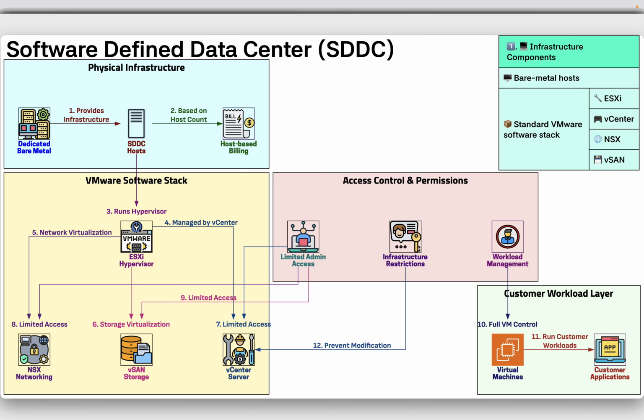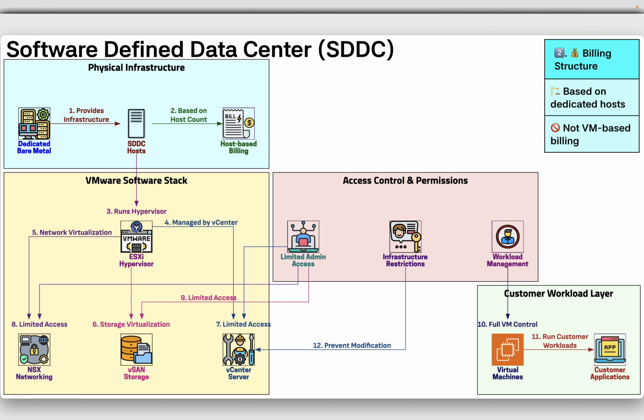The software-defined data center infrastructure consists of bare metal hosts which are equipped with the standard VMware software stack, including essential components like ESXi for virtualization, vCenter for management, NSX for networking, and vSAN for storage. The SDDC billing structure is uniquely based on the number of dedicated hosts allocated to the SDDC environment rather than the quantity of virtual machines running within it.